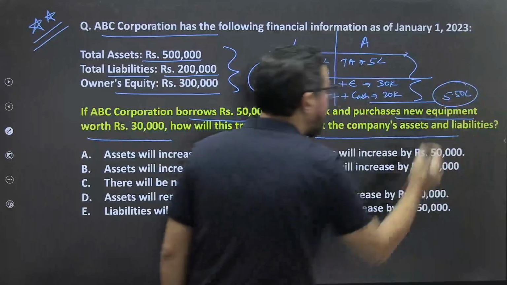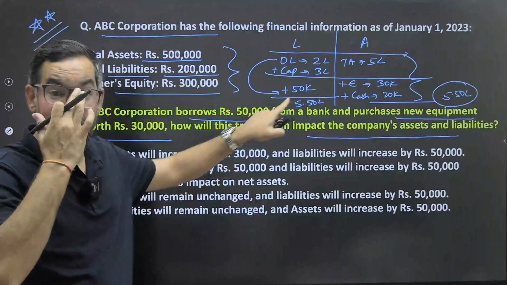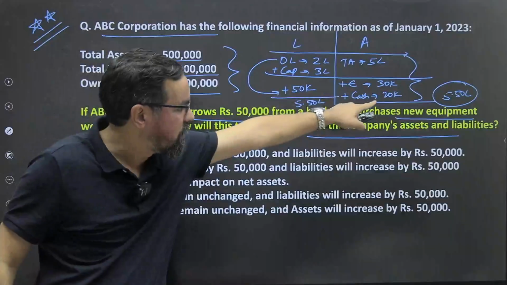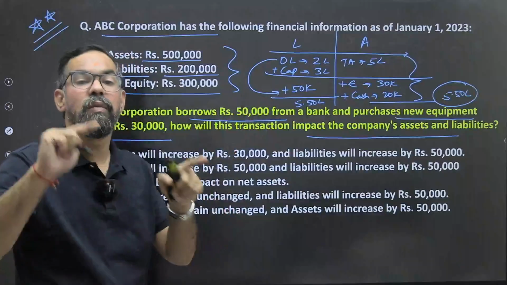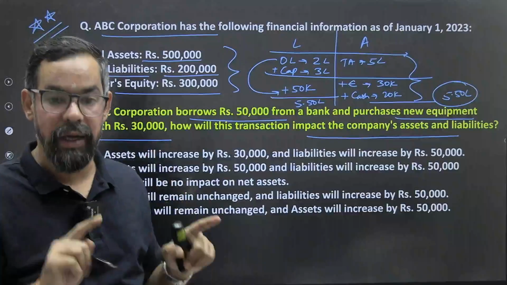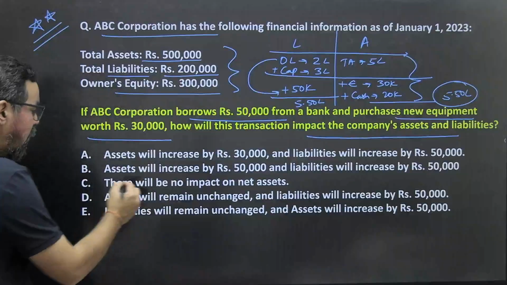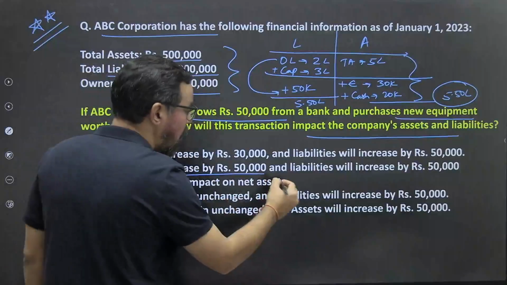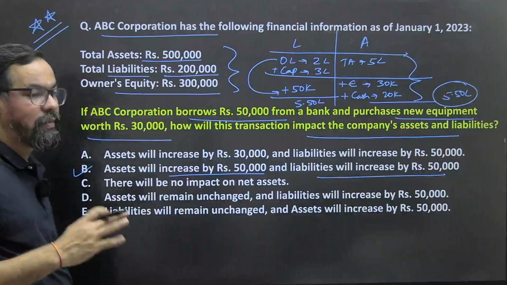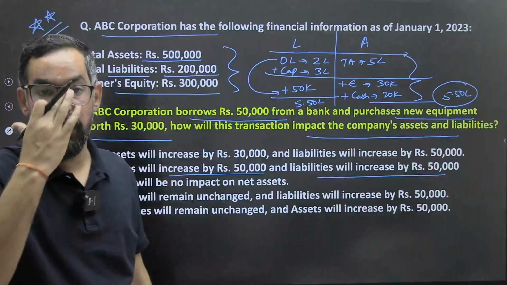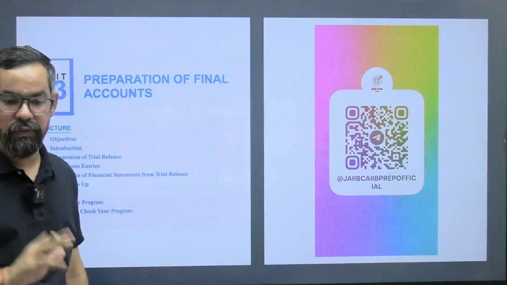So what will be your answer? Your assets will increase by 50,000 and liabilities will also increase by 50,000, because from taken liability itself we create an asset. We will be discussing all these in detail. Asset will increase by 50,000, liabilities will increase by 50,000. This liability is outside liability, there will be no change in equity, right? So option B will be the right answer for that one, right?